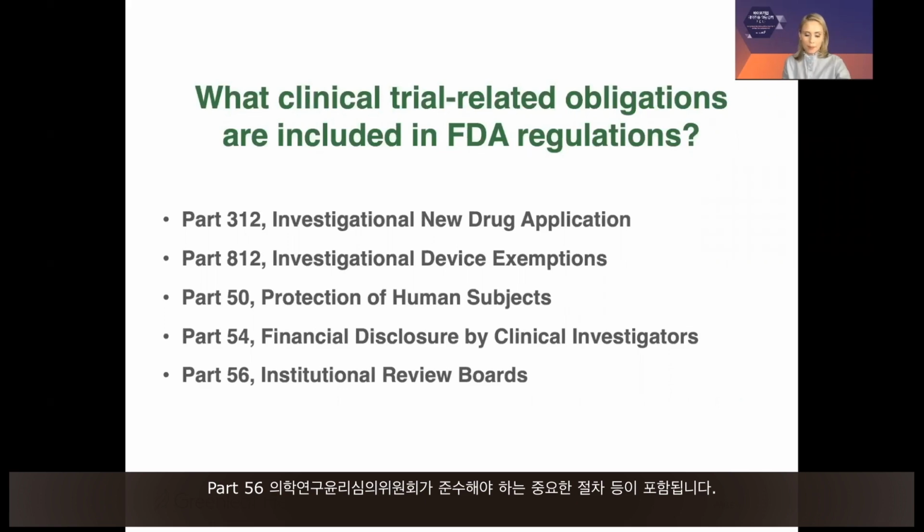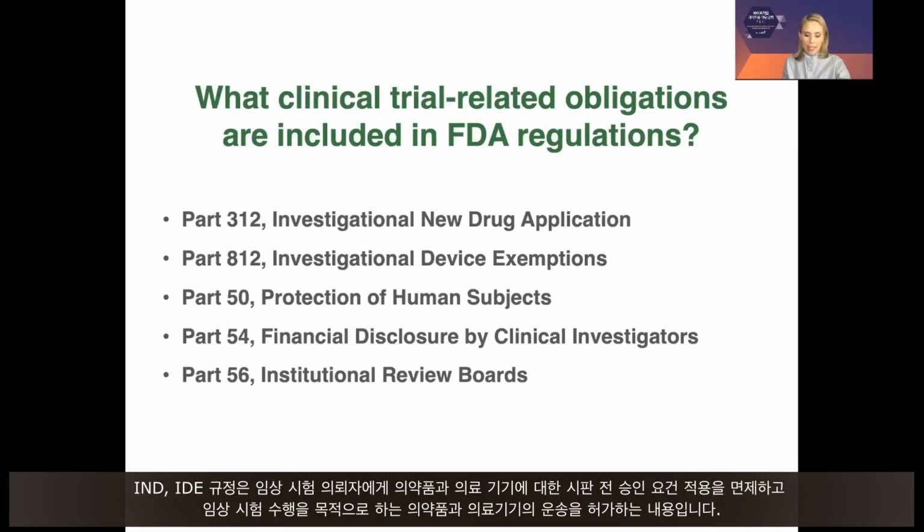IND and IDE regulations provide the sponsor with exemption from the drug and device pre-market approval requirements and permit shipment of the drug or device for purposes of conducting the clinical trial.